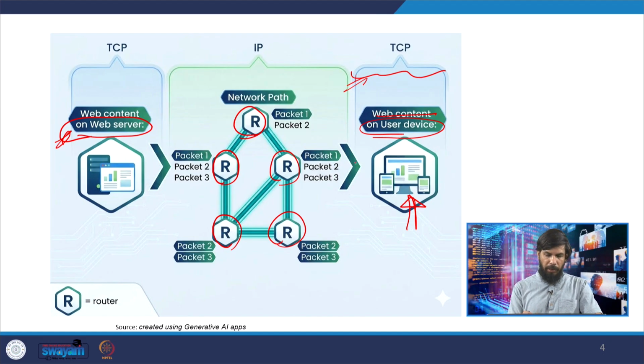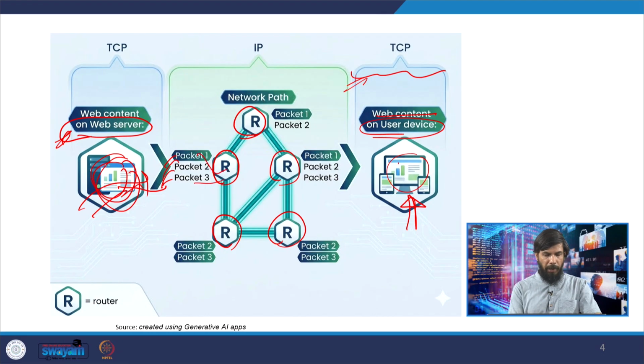Then once the packets are there, this particular diagram is showing when the content is being sent from the server side to the client side, so the page is to be downloaded. This page would be too big for the network, so it will be divided into packets, and these packets will go through the routers.